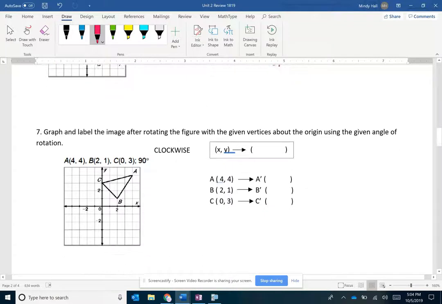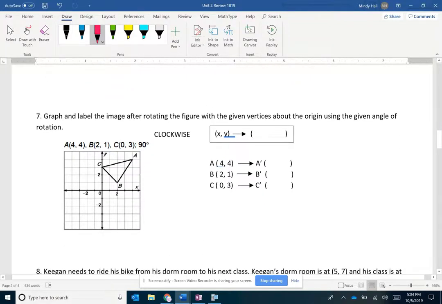So for number 7, we are going to graph and label, and we are rotating 90 degrees clockwise. But going 90 degrees clockwise, that's the same as 270 degrees counterclockwise. So if you forgot that rule, that would be (y, negative x). So this is probably one of the more manipulation that is required, is switching their position and changing one of the signs. So if A is at (4, 4), A prime, switching the values doesn't matter because they're the same, but it is going to be a negative 4.